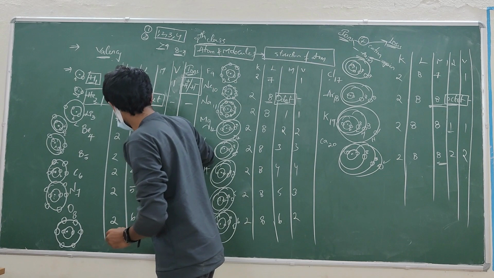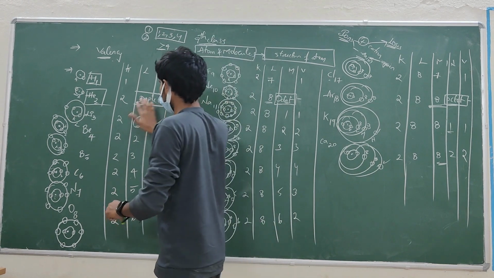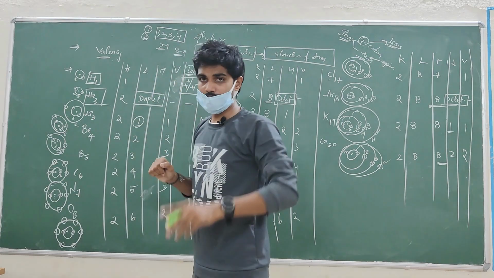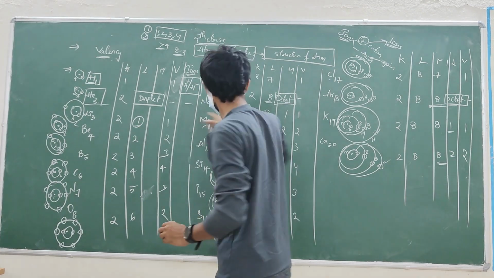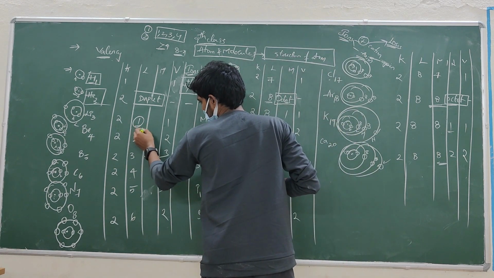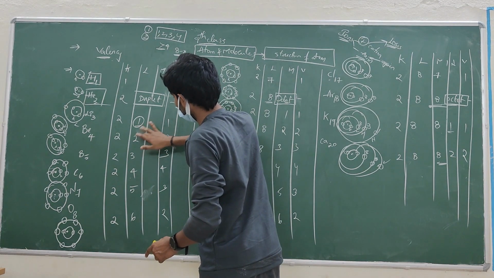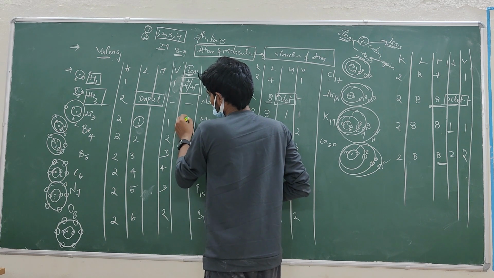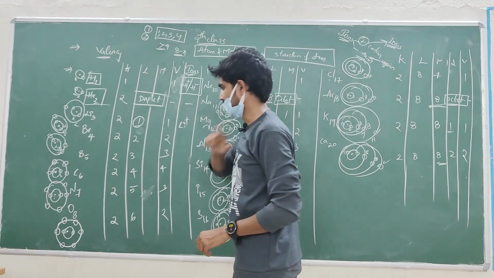Lithium has only 1 electron in the outermost shell. If it loses that electron, it contains 2 electrons and becomes a duplet structure. Or else, to get the octet rule, it would need to gain 7 electrons. Is that possible? Gaining 7 electrons is not really possible. So it simply loses this electron and becomes Li plus, a cation, which means it loses 1 electron. Clear?